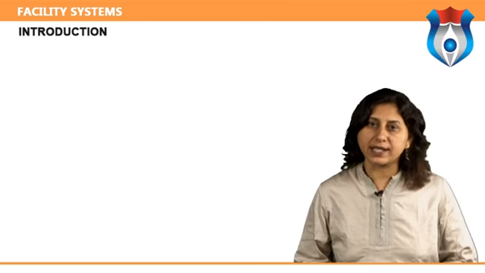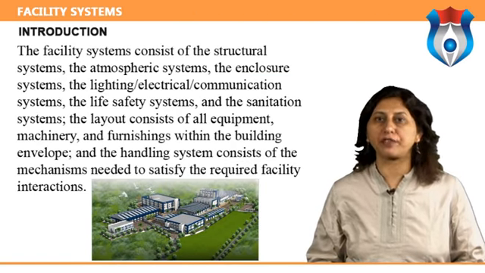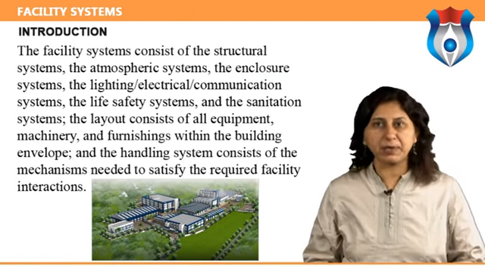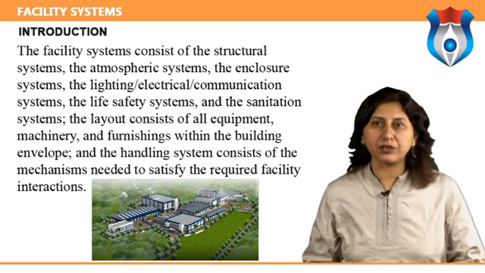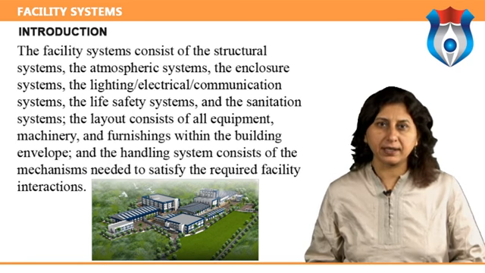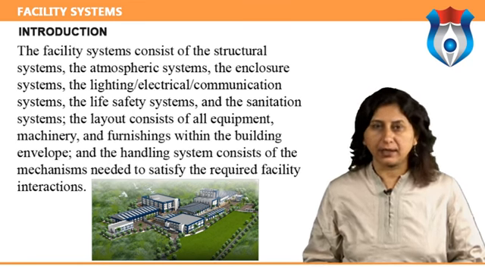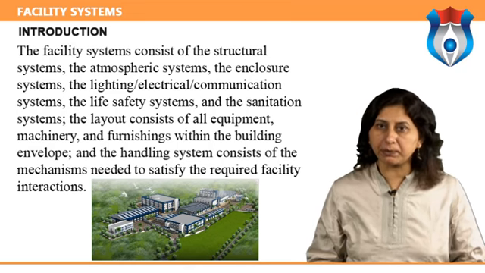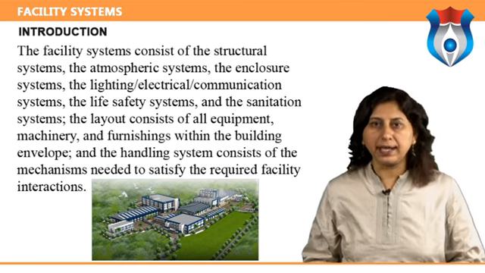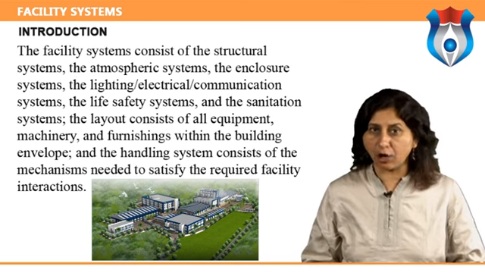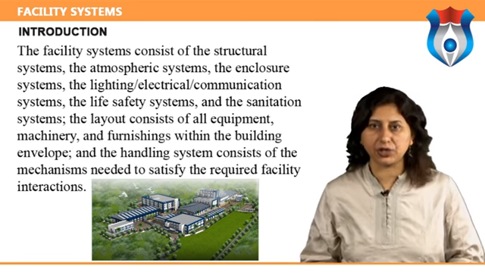Let's start with the concept of facility system. The facility systems consist of the structural systems, the atmospheric systems, the enclosure systems, the lighting, electrical, communication systems, the life safety systems, and the sanitation systems. The layout consists of all equipment, machinery and furnishings within the building envelope, and the handling system consists of the mechanisms needed to satisfy the required facility interactions.